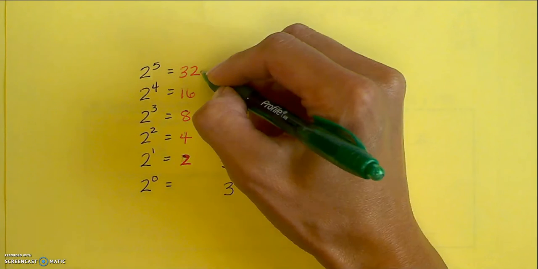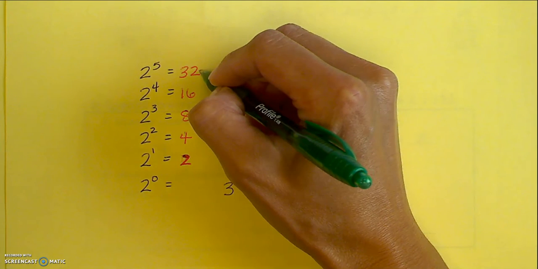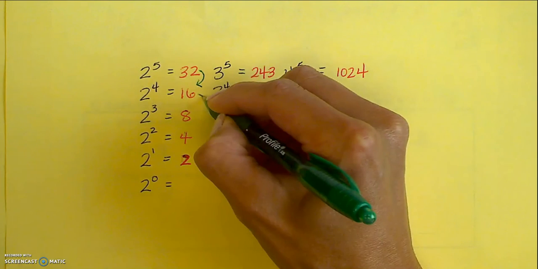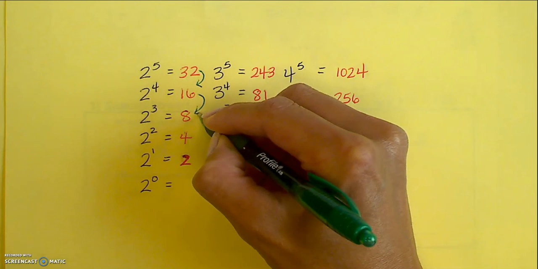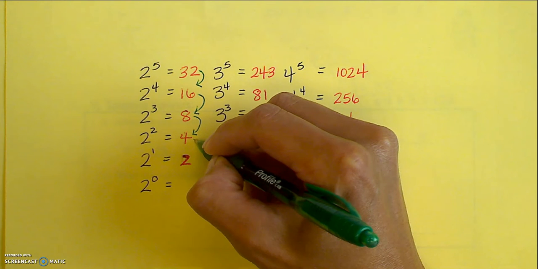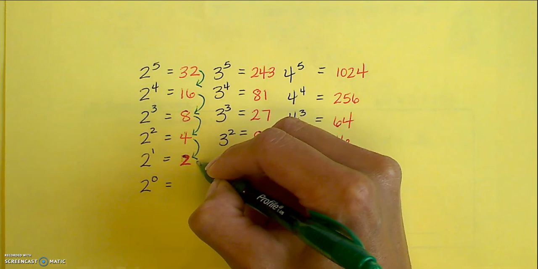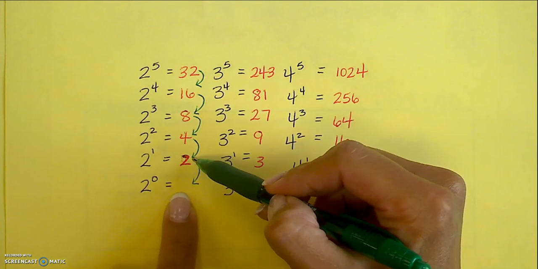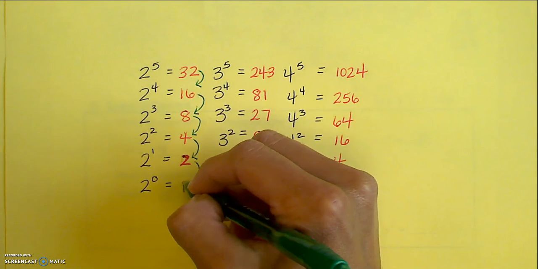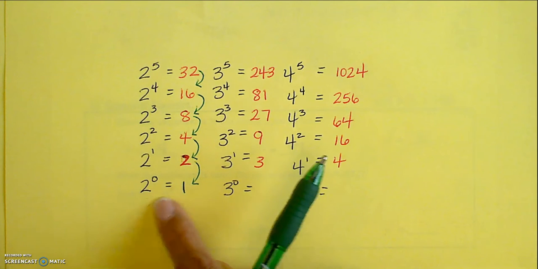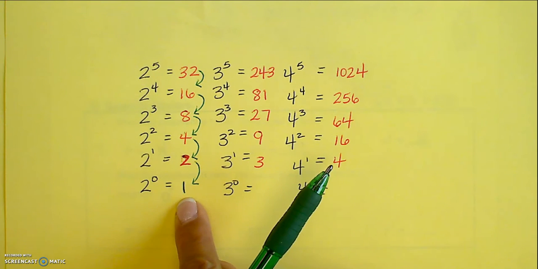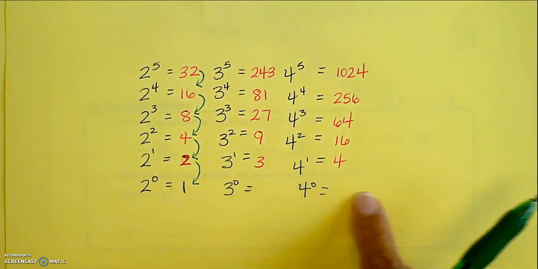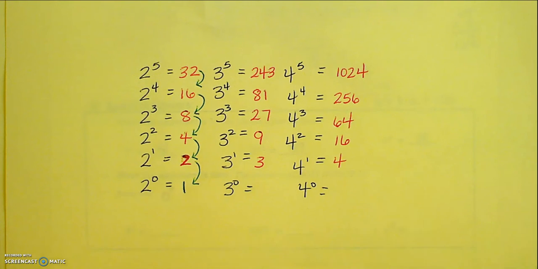So if we reverse it, 32 divided by 2 is 16. 16 divided by 2 is 8. 8 divided by 2 is 4. 4 divided by 2 is 2. So if I want to figure out the answer right before that, I'm going to do the same thing. And 2 divided by 2 is 1. So 2 to the 0 power is 1. Now this pattern does continue into the negatives, but we do not need to go past 0 at this point.